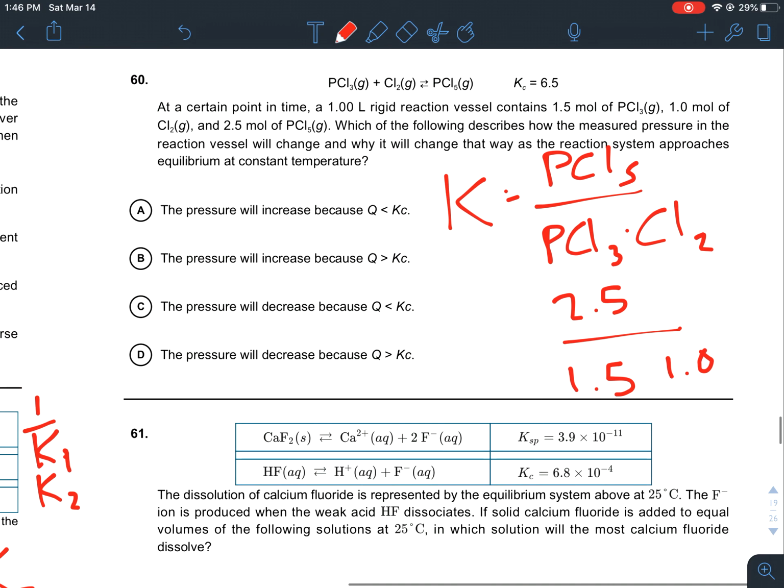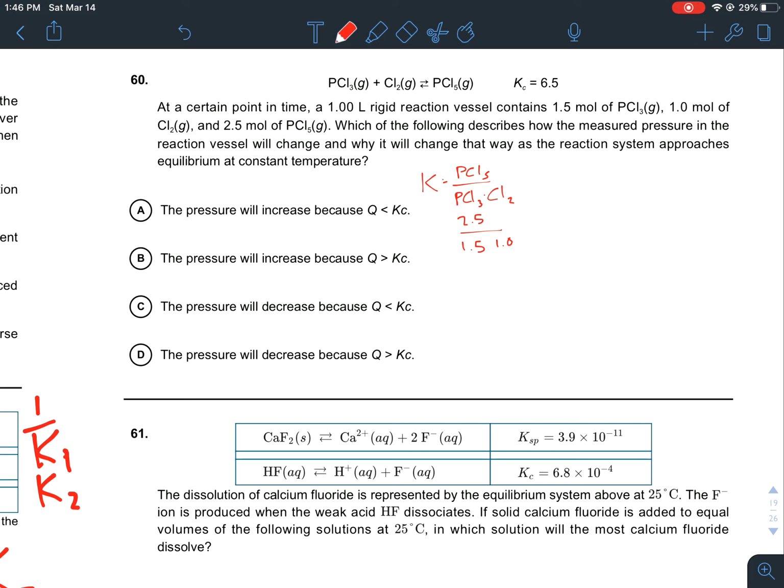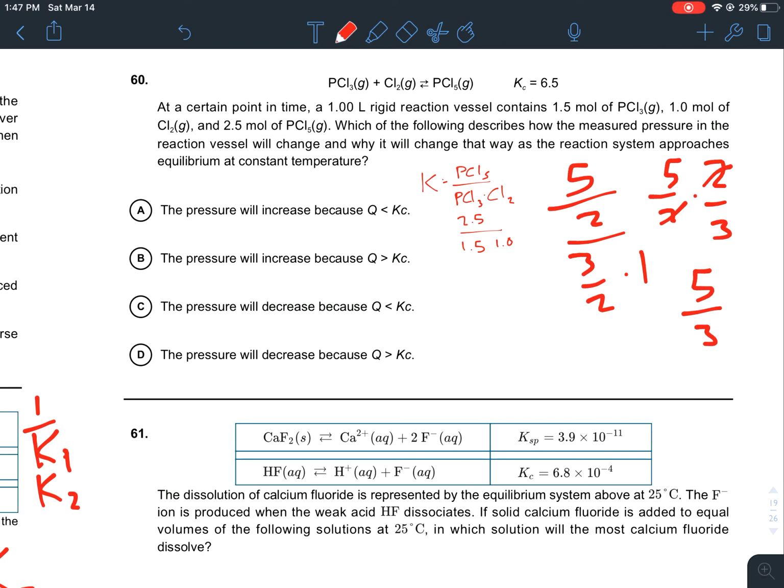Let me show you how I do this math in my head without a calculator. Not that it's all that hard, but I know that this is 5 halves over 3 halves times 1. So really, I'm just going to multiply by the reciprocal: 5 halves times 2/3. This cancels out, and then I have 5 over 3, which turns out to be 1.6666. Okay, the 1.67 is less than the Kc. So the Q is less than K.